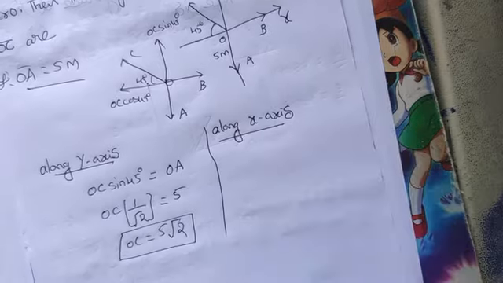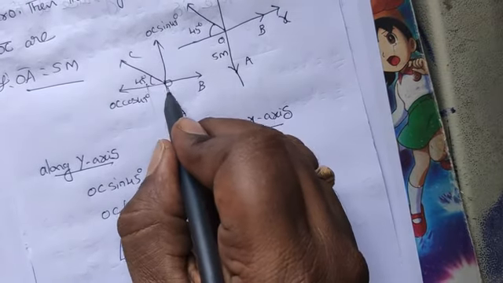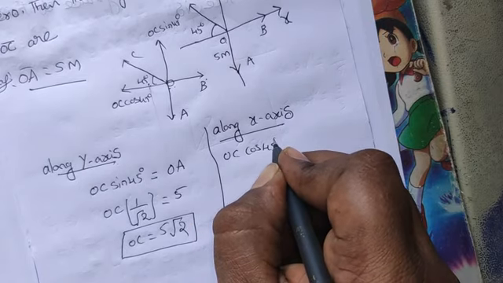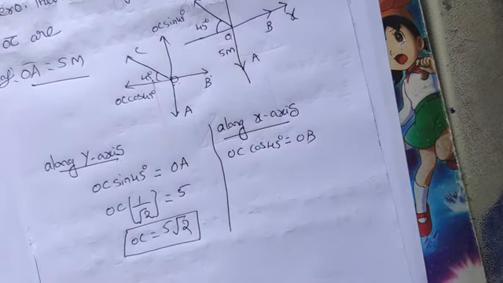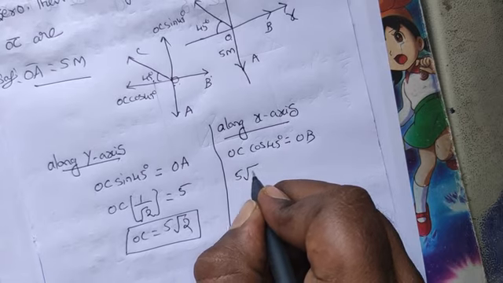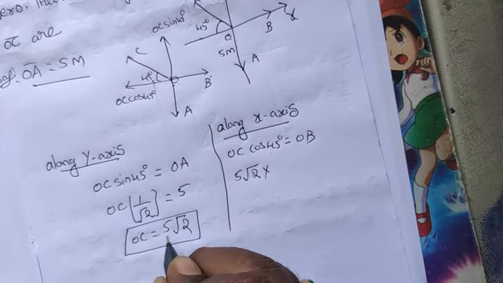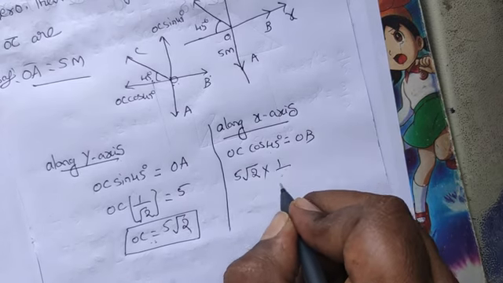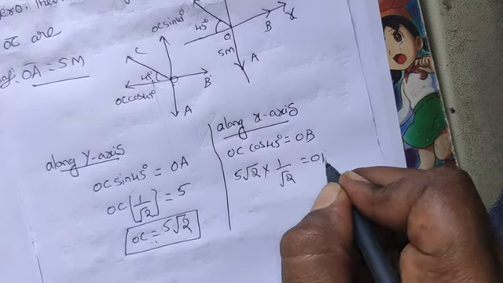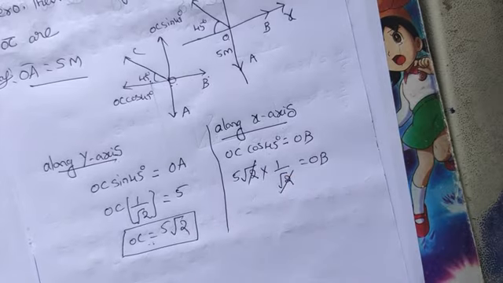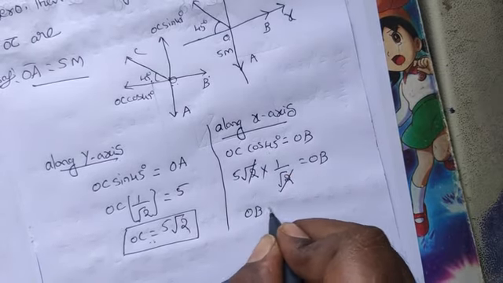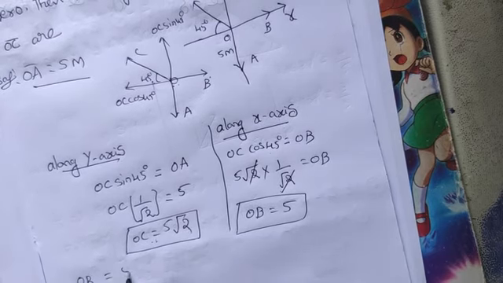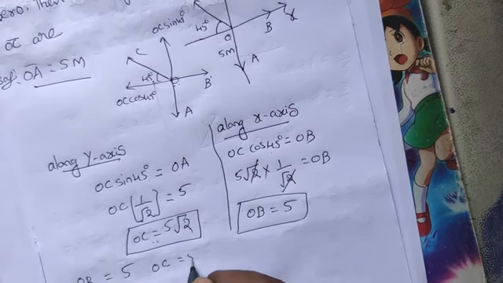If you go along the x-axis, what is the x-axis here? OB and OC cos 45. OC cos 45 degrees equals OB. What is OC here? 5 root 2, we already found the OC value. So OC is 5 root 2 into cos 45, which is 1 by root 2, equal to OB. So root 2 gets cancelled, then OB equals 5. So OB is 5 and OC is 5 root 2.